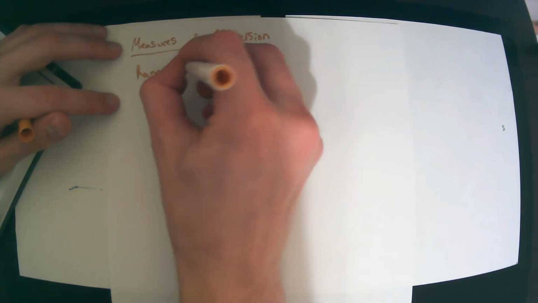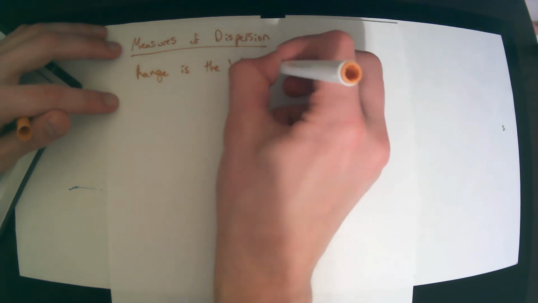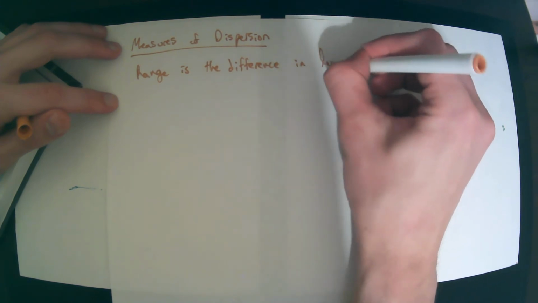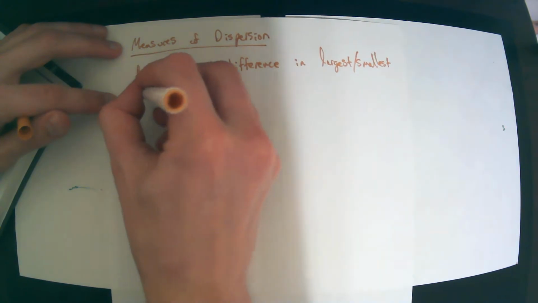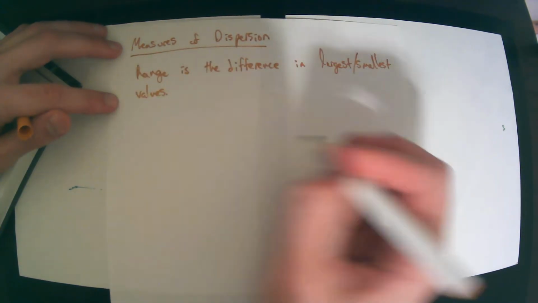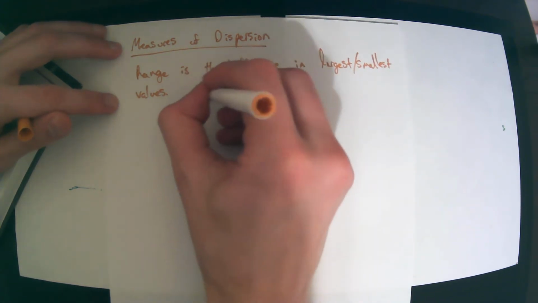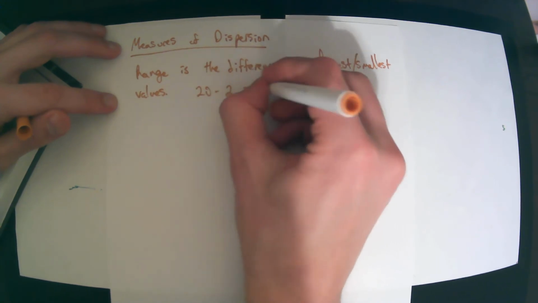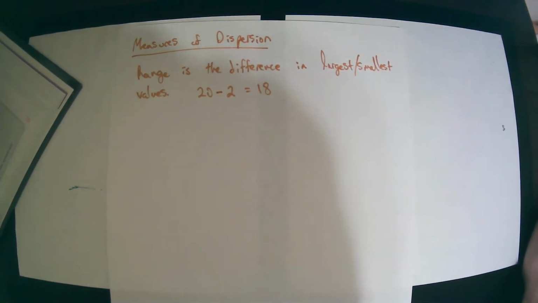The range is the difference in the largest and smallest values. So from our example a second ago, our range would have been 20 minus 2, because remember, difference means to subtract. So our range for that set would have been 18, which is a pretty big range considering the size of all these numbers.